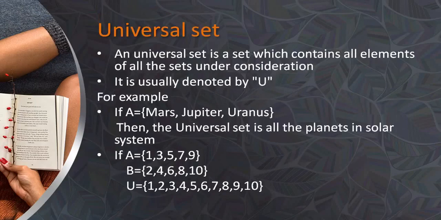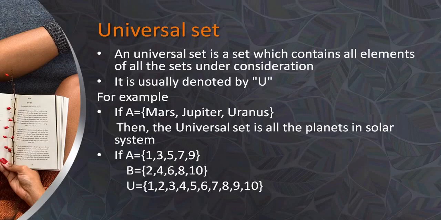Now the seventh one, universal set. A set which contains all the elements of other sets including its own elements is called a universal set. It is usually denoted by the symbol U. For example, A is equal to {Mars, Jupiter, Uranus}. Then the universal set is all the planets in the solar system, which is Mercury, Venus, Earth, Mars, Jupiter, Saturn, Uranus and Neptune.